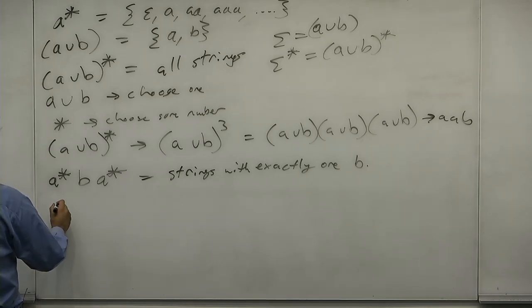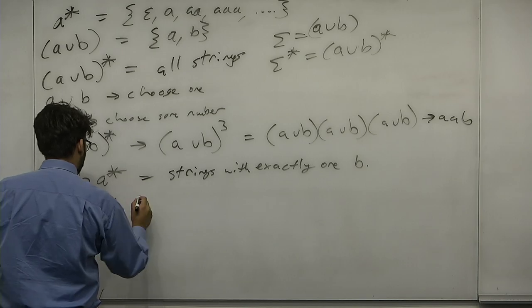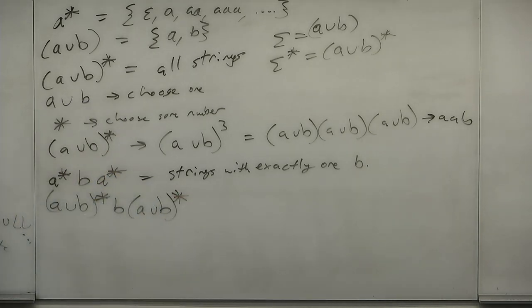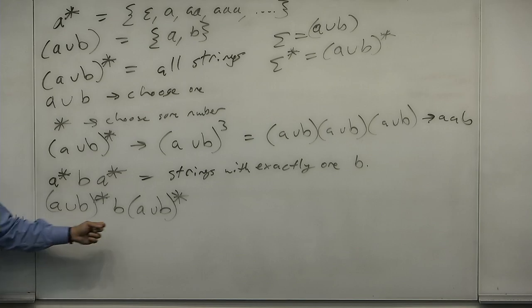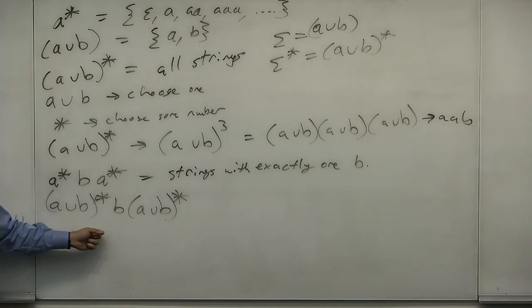What about (A union B) star, B, (A union B) star? Strings with at least one B? Yeah. Strings with at least one B. Some prefix is non-deterministically chosen, a B is enforced, some suffix is non-deterministically chosen. So any string that's produced by this must contain a B.